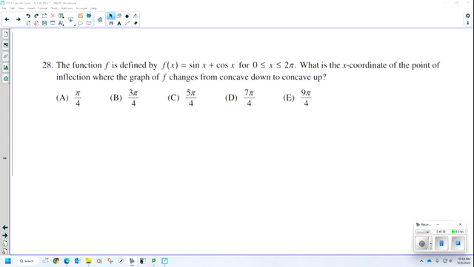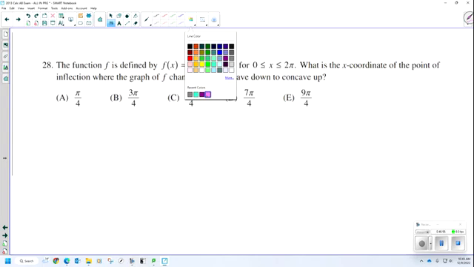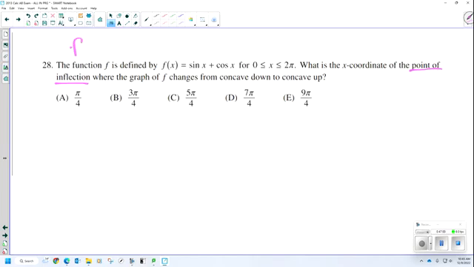28. The function f is defined by f of x equals sine of x plus cosine of x for all x values between 0 and 2 pi inclusive. What is the x-coordinate of the point of inflection of the graph of f when it changes from concave down to concave up? Let's figure out what we're trying to find first. Point of inflection just means where the second derivative equals 0, and concavity changes around that. It either goes from plus to minus or minus to plus.